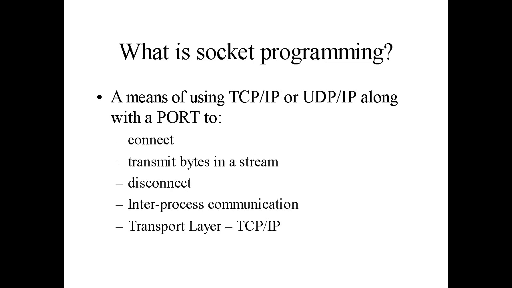You use the port like dialing an extension after you've dialed the main number. You can dial some main corporate office building, but then you have to put in the extension to get to the actual phone that answers. And so that creates a connect. It allows you to do transmission and reception. You're also able to do a disconnect. And essentially, it allows for inter-process communication.